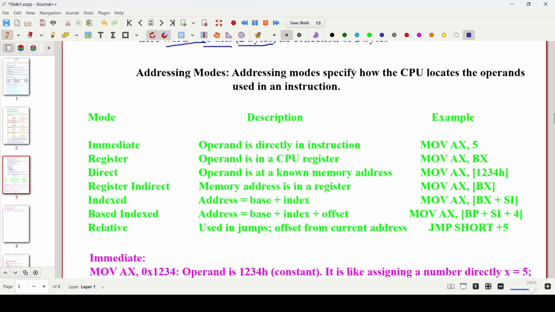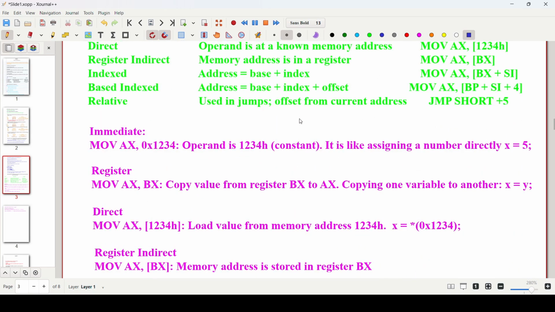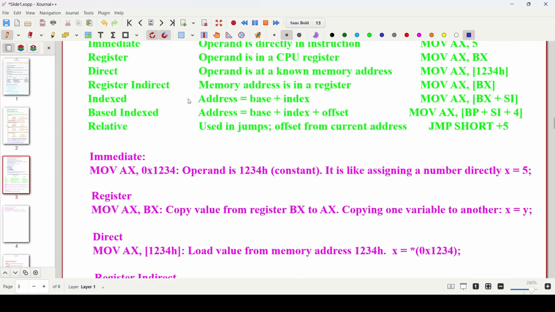So addressing mode specifies how the CPU locates the operands used in the instructions. Like if your mode is immediate, the operand is directly in the instruction, like this one, 5. If your mode is register, then the operand is in the CPU register. So here you can read about that. Let me show you the meaning of all these modes.